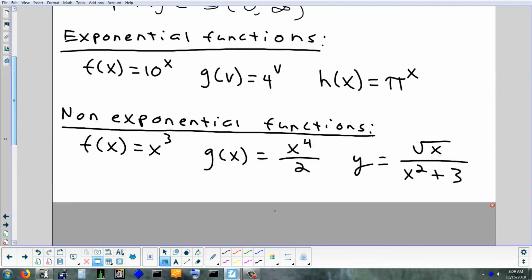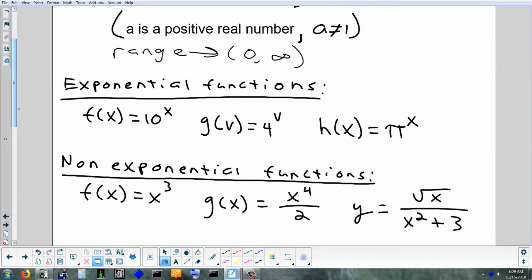Those are examples of things that are not exponential functions. The first one is a polynomial. It's a cubic. Okay. The f of x under the non-exponential has a number for an exponent. No, you can't have numbers as exponents with what we're talking about today. Same thing here in g of x, there's a number as the exponent.